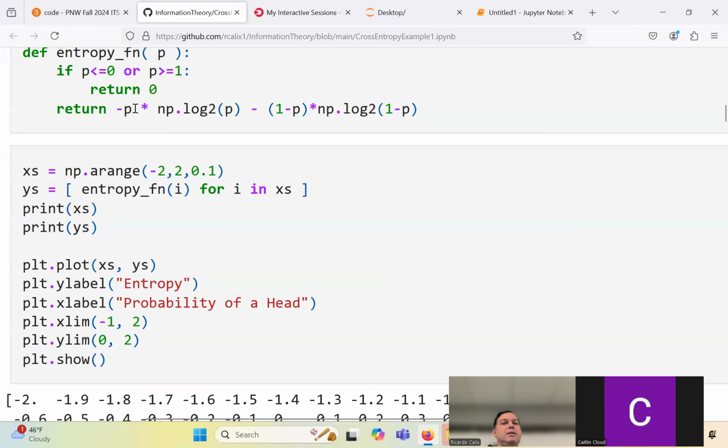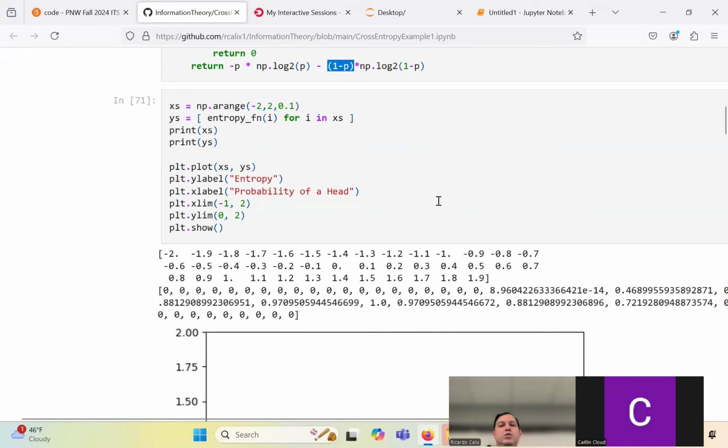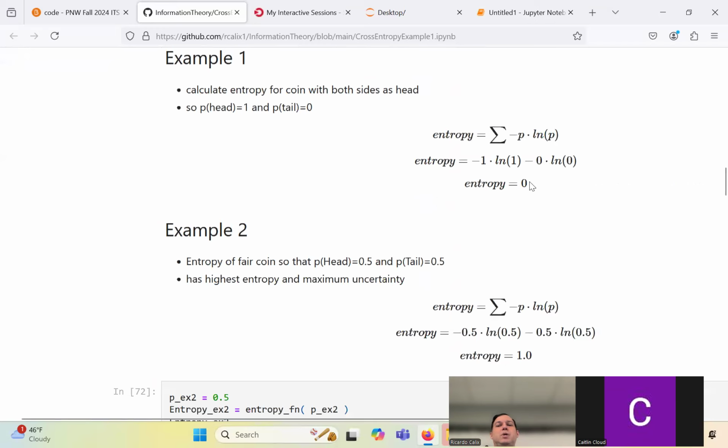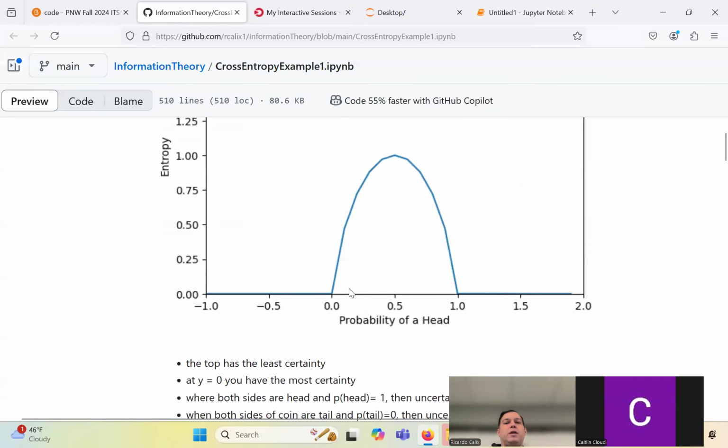So we have P, therefore on the other side, we have 1 minus P. So if this is 1, then this is 1 minus P, which is 0. So this whole term cancels out basically, right? And so you do the calculation and this should be equal to 0. Entropy of 0, right? And that corresponds to the graph over here. You see there's no entropy.